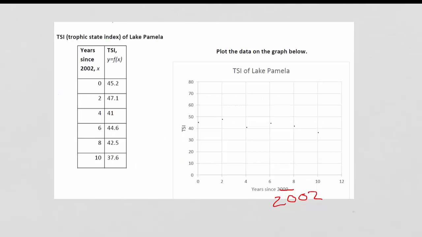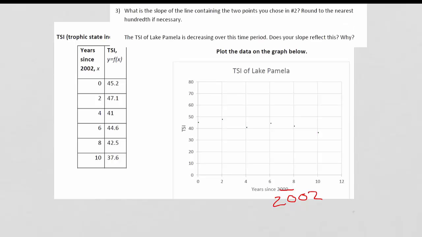Draw a line through the 2 points you chose, all the way through the quadrant. Don't forget the y-intercepts, and all the way to the right side where x is equal to 12. Number 3 asks you to find the slope between the 2 points that you chose for number 2. Remember your slope formula.